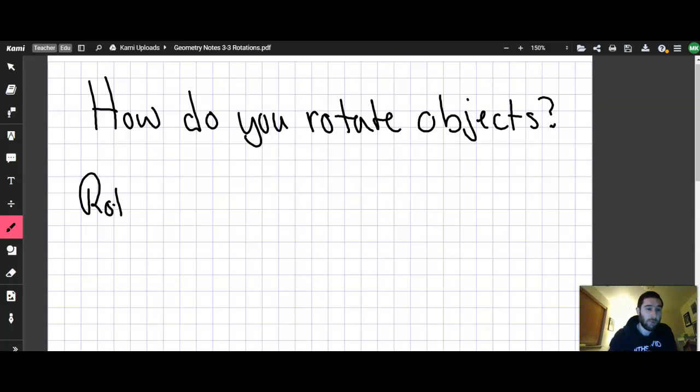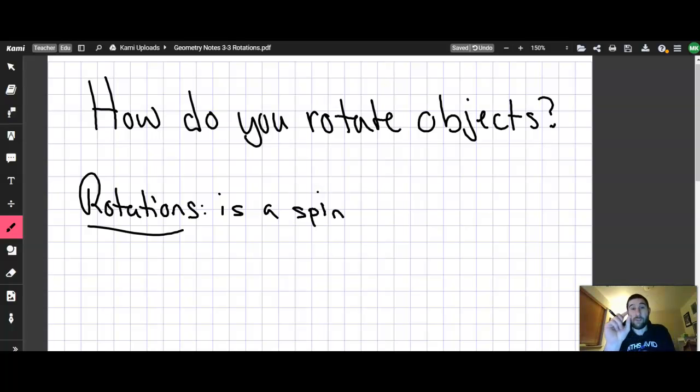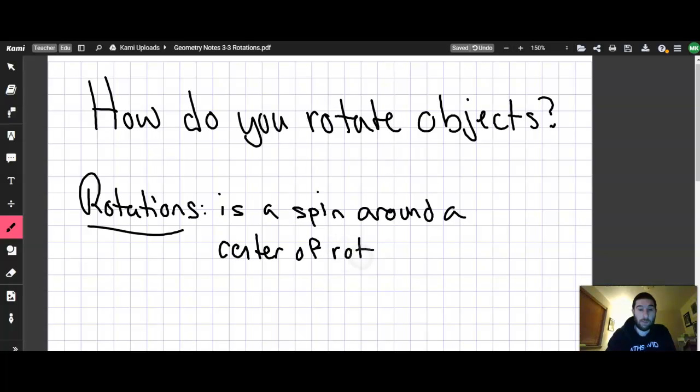Rotations is a spin, and that center that I described earlier has an academic name: a center of rotation. Perfect. And so that center of rotation is what your shape is spinning around.